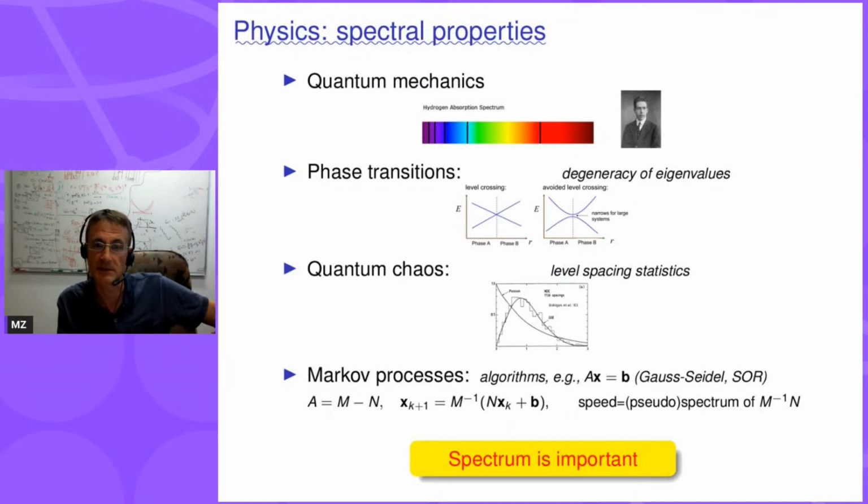Phase transitions, for instance, is another case where eigenvalues and spectral properties matter. For instance, in a simple case, imagine that we are discussing a zero temperature situation.